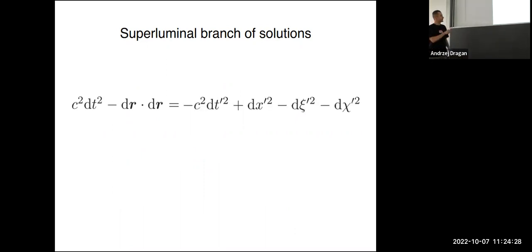So suppose that we are moving along the direction x for simplicity first. We already know that this part of the interval changes the sign. So t prime gets a minus sign, x gets a plus sign. And if you add two extra spatial dimensions, let's call them psi prime and chi prime, they do not change, which means that they have the same sign as before. So this is what happens to the space-time interval.